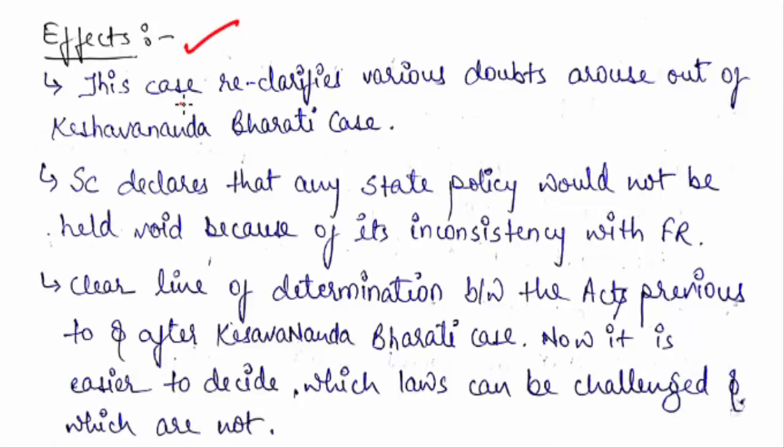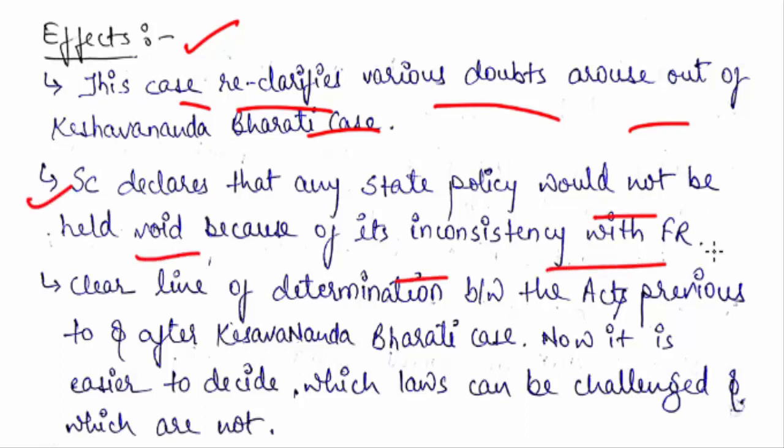And what are the effects? This case re-clarifies various doubts arising out of the Keshavananda Bharti case. It clarifies the doubts about the basic structure doctrine, and the Supreme Court declares that any state policy would not be held void because of its inconsistency with fundamental rights. The state must frame some policies and acts, or you can say DPSP in general has priority over fundamental rights. Then a clear line of determination between the acts previous to and after the Keshavananda Bharti case is also marked by this Waman Rao case.